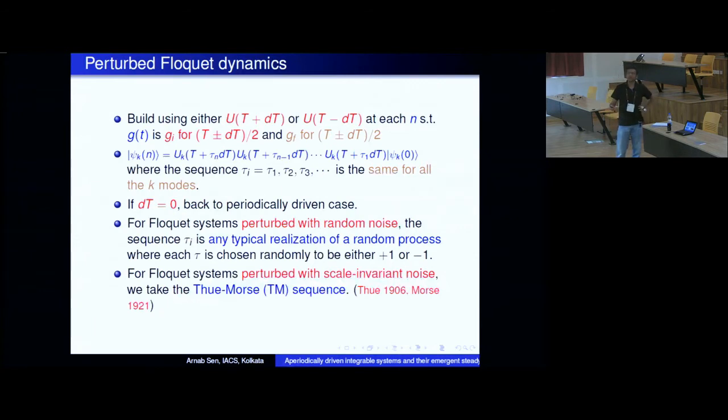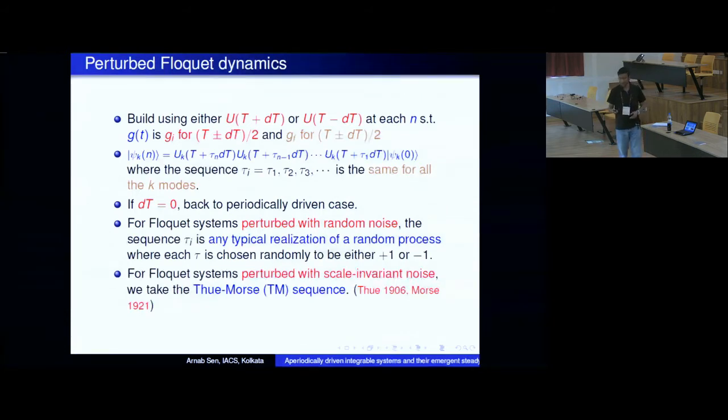Now, what is the case when the problem is perturbed with random noise? That case is simply where this sequence tau_i is any typical realization of a random process where you just flip a coin and assign a +1 or a -1, right? So that's perfectly random noise, if you wish, with no internal structure.